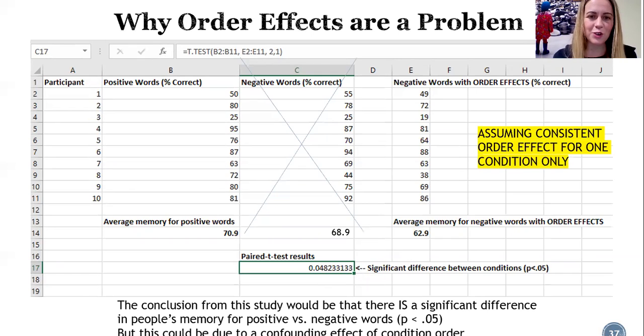And so the conclusion we would draw from this is that people's memory is worse when they read negative words compared to positive words. You can imagine a study actually saying this, and you can come up with all kinds of explanations of why this might be. You know, we try to avoid negative words. They make us feel bad, and so our memory is worse for negative words compared to positive words, when in fact this would totally be BS, because we have this confound of order effects only affecting our negative words.